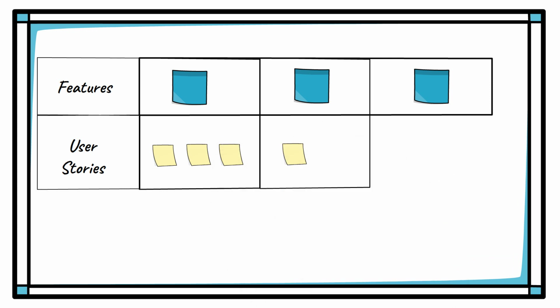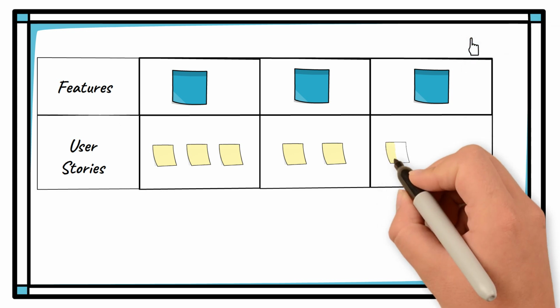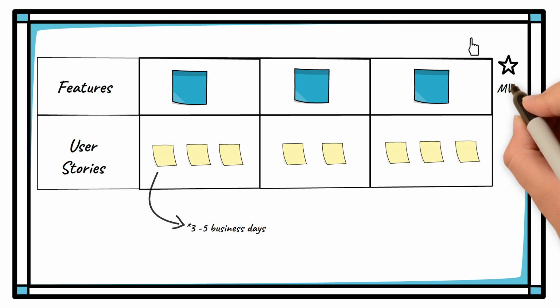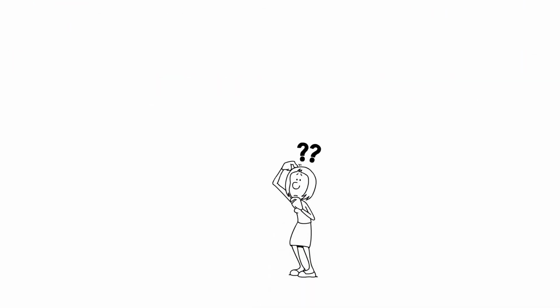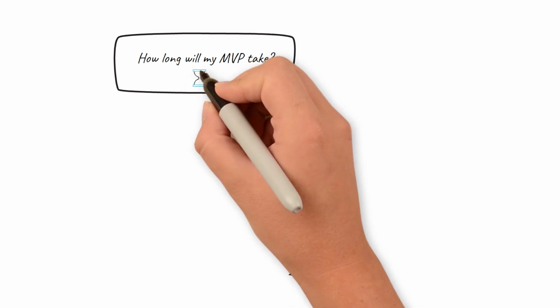If you want to learn how to write a good user story, you should check out our video on user stories here. My recommendation is your user story should be small enough to be completed within 3 to 5 business days or less. So let's say you have broken down your MVP and all the features and user stories needed. But how do you know how long your MVP will take and when it will be complete?